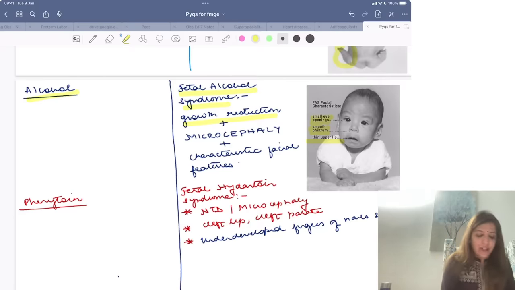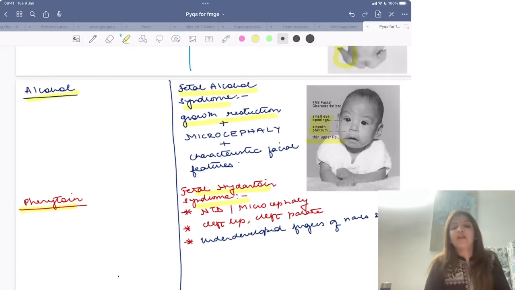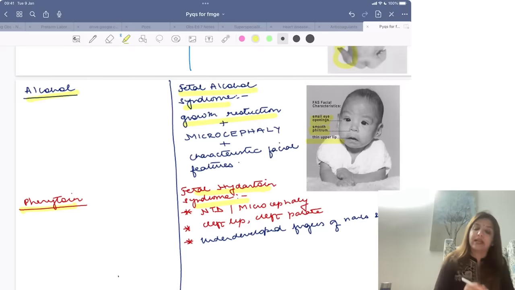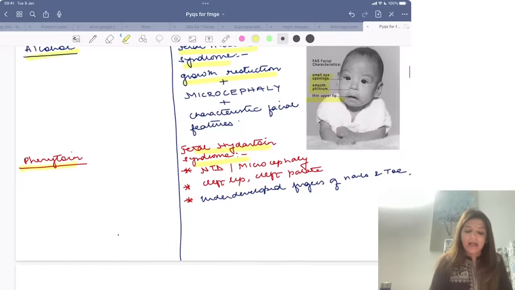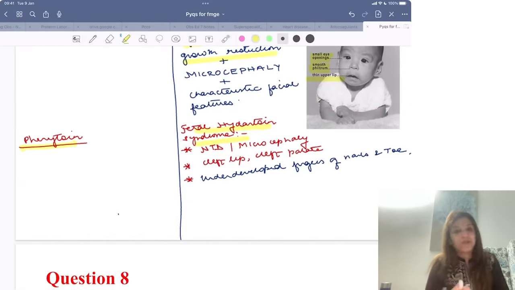And phenytoin use leads to fetal hydantoin syndrome. In fetal hydantoin syndrome, again, there is going to be microcephaly. There can be cleft lip, cleft palate, and underdeveloped fingers, right?